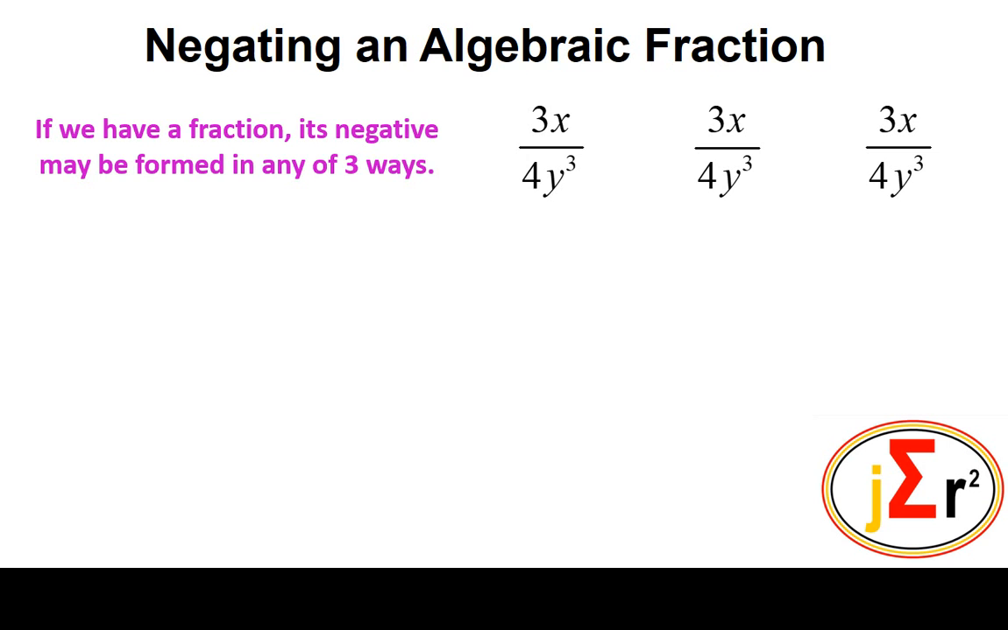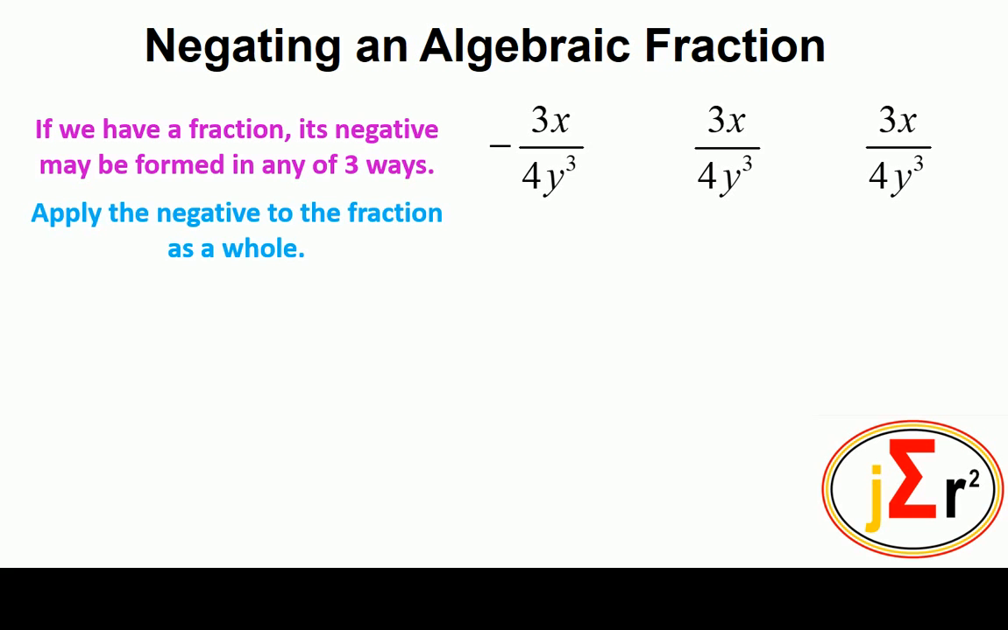If we have a fraction, its negative may be formed in any of three ways. The first method that we are taking a look at is to apply the negative to the fraction as a whole. Now, if the negative is applied to the fraction as a whole, then the fraction is negated. So that is one way in which we can negate a fraction.